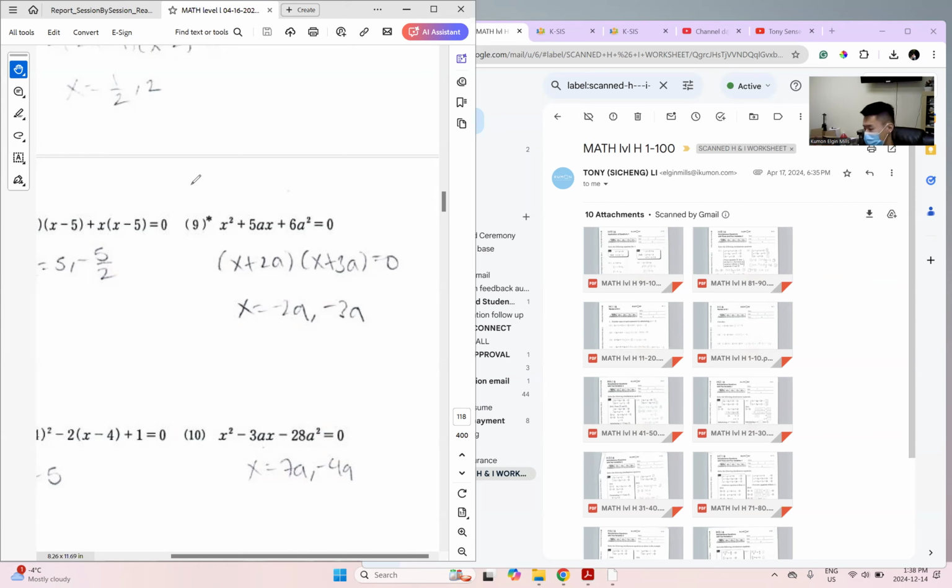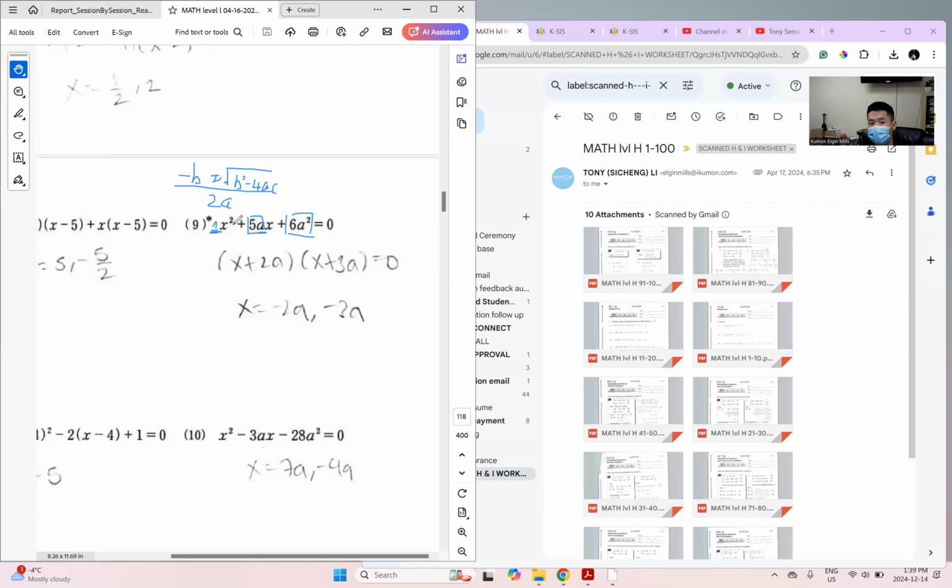In general, which you will be learning about later, it is negative b plus or minus the root of b squared minus 4ac, all over 2a. What do this a, b, c represent? If we're looking at a quadratic function, a is the coefficient for the second degree, or x squared, so the coefficient is going to be 1. B in this case is 5a. And c in this case is 6a squared, anything that does not have x involved.